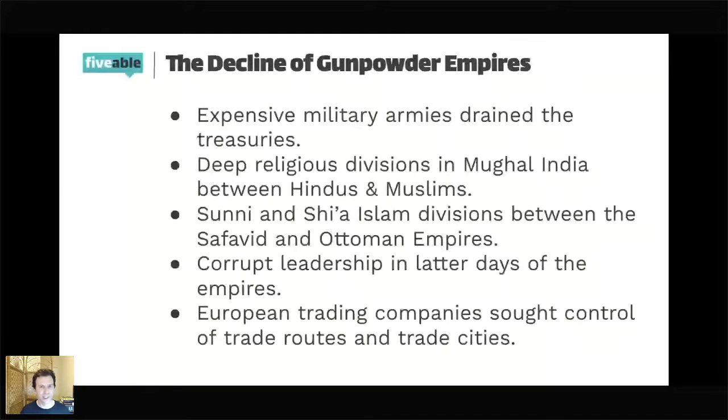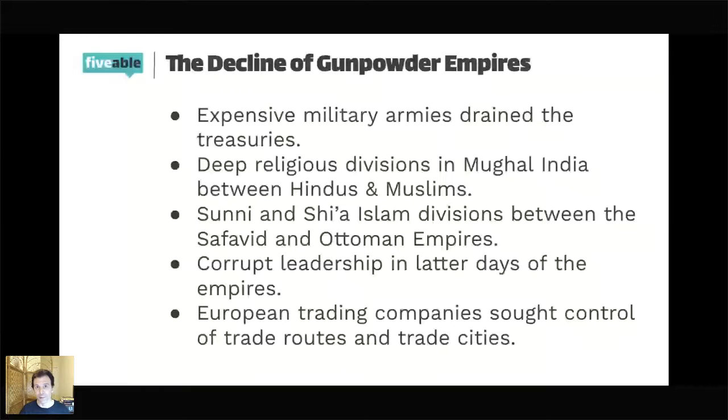Now, what's causing the decline of the gunpowder empires ultimately? First, the expensive military armies are draining the treasuries. There are deep religious divisions in Mughal India that finally come to surface, especially between Hindus and Muslims. Remember, the Hindus and the Muslims have two very different approaches to their faith. And because of this, and because of Mughal rule, there's going to be resentment between the Muslims who rule and the majority Hindus who resent that rule.